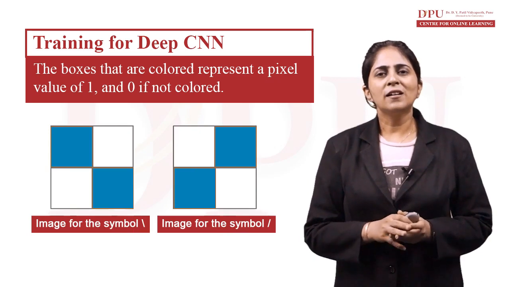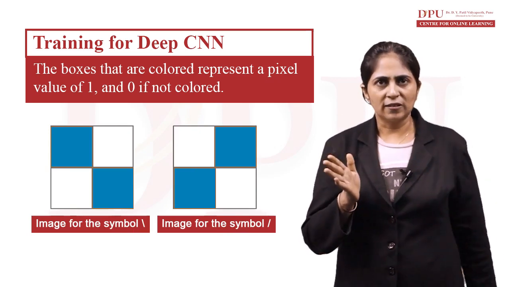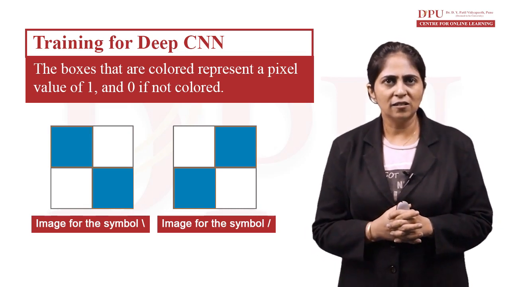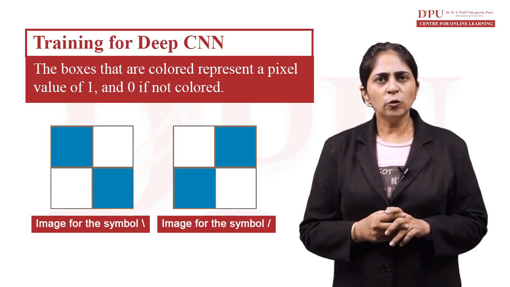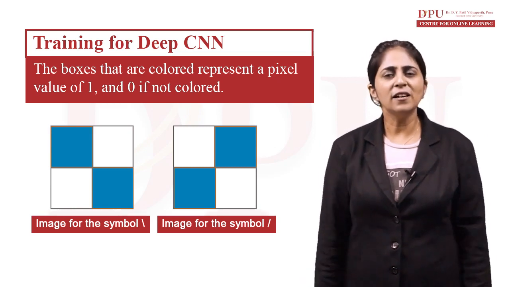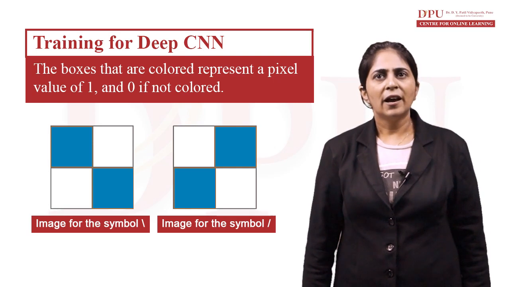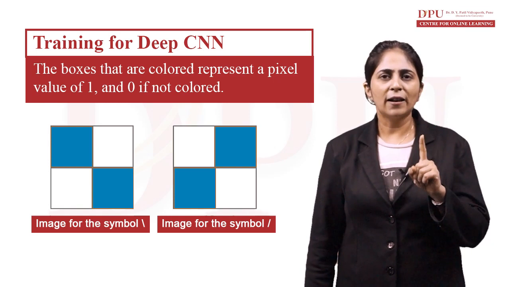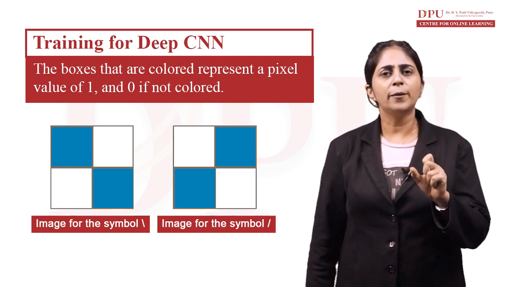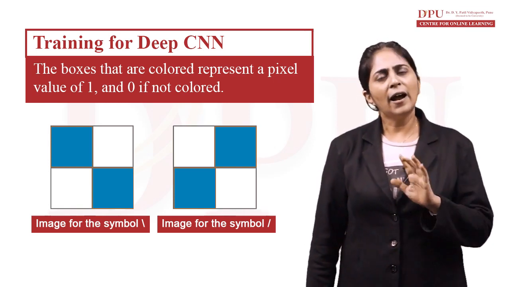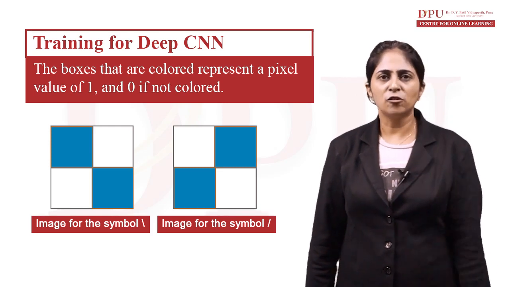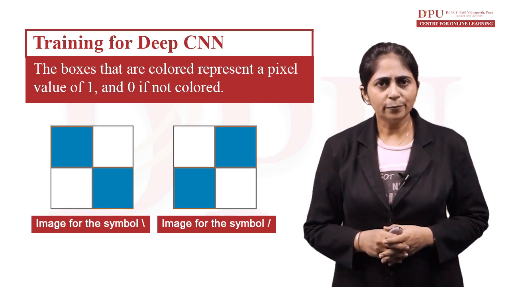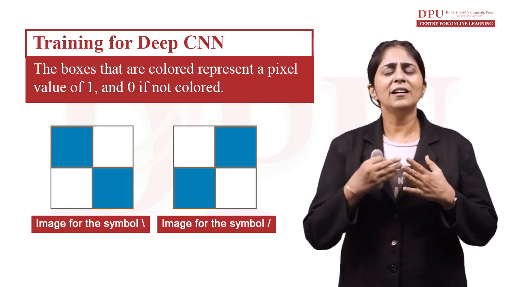Suppose we want to represent a backward slash and the forward slash. We can represent it in the form of an array or matrix. The boxes here which are colored represent a pixel value of 1, and those not colored represent 0. That means a colored box will represent a pixel value 1 and the white box will represent a pixel value 0. So if we are training a simple CNN, how will it be trained?